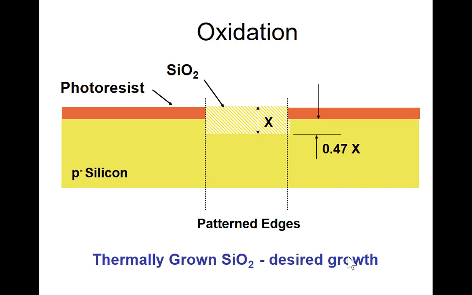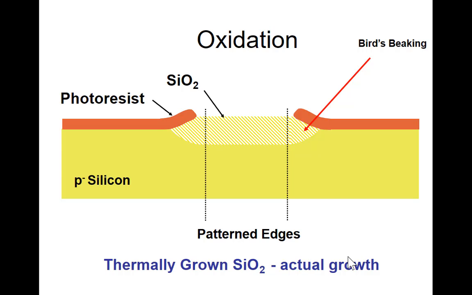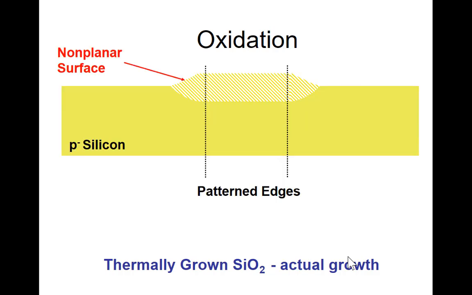Ideally, it just goes like that. But just like etching, it doesn't go ideally like what you want. When you grow this, the silicon dioxide will also grow sideways. So what will actually happen is that the grown silicon dioxide will have a shape that looks like this. After you take away the photoresist material, you end up with a silicon dioxide material that looks like that.